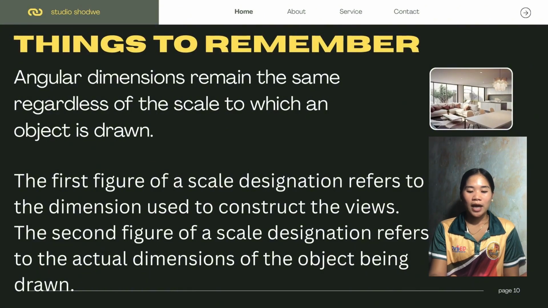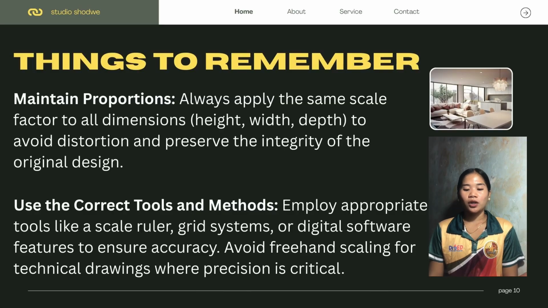So next is maintain proportions. Always apply the same scale factor to all dimensions, height, width, depth, to avoid distortion and preserve the integrity of the original design. So keep the same proportion. When you scale something, make sure all sides change by the same amount. If the height becomes twice as big, the width and depth should also become twice as big. This keeps drawing from looking stretched or squished.